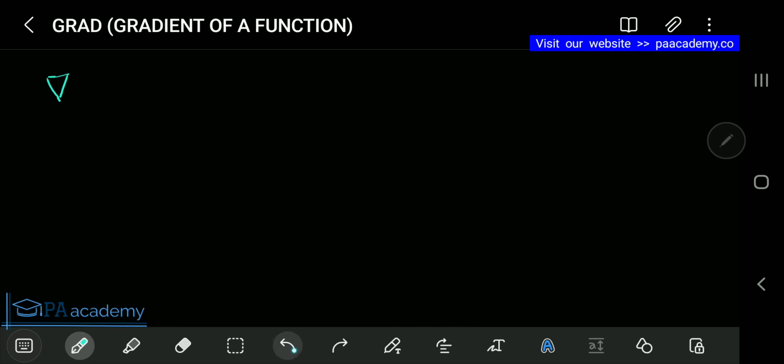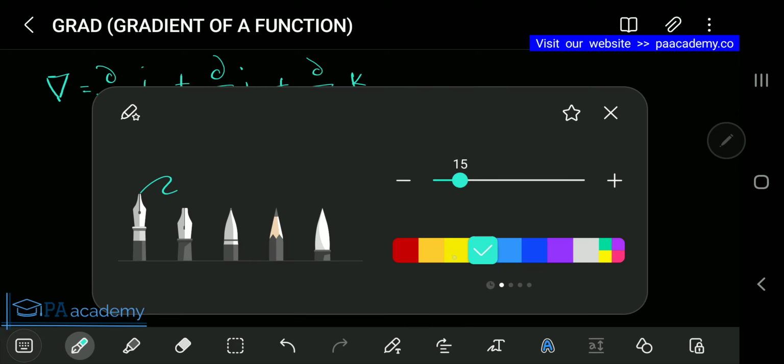So mathematically it is expressed as partial differential of x towards the i coordinates, plus partial differential of y towards the j coordinates, plus partial differential of z towards the k coordinates.